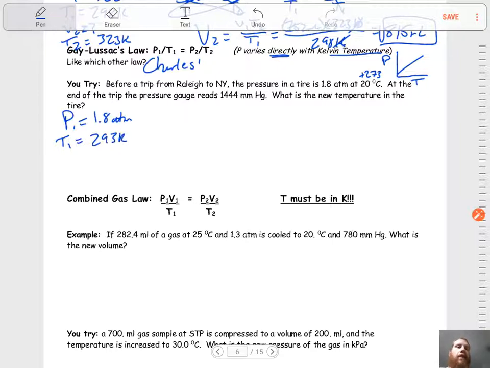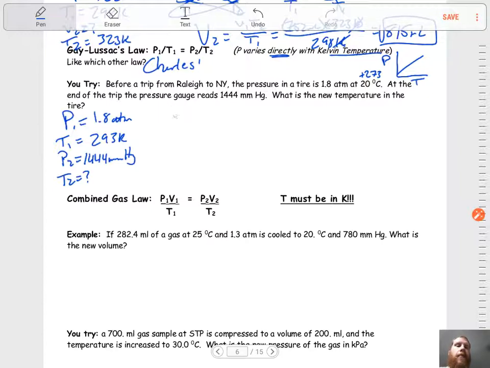At the end of the trip, the pressure gauge reads 1444 millimeters mercury. What's the new temperature? So we're looking for T2, but notice, what do we have to do here first, guys? Our pressures are in two different units. Does it matter which one we convert to? Absolutely not. The only thing is you've got to make sure that you get them to the same pressure unit, otherwise you can't do this problem.